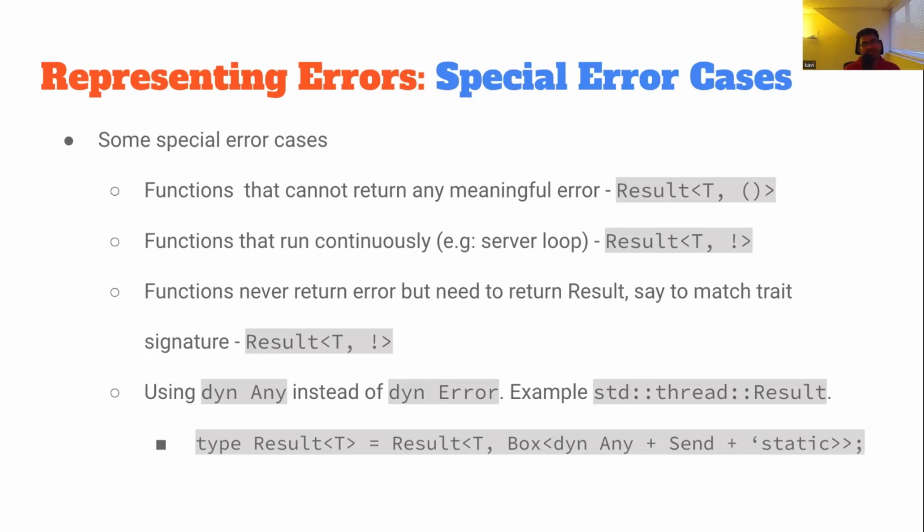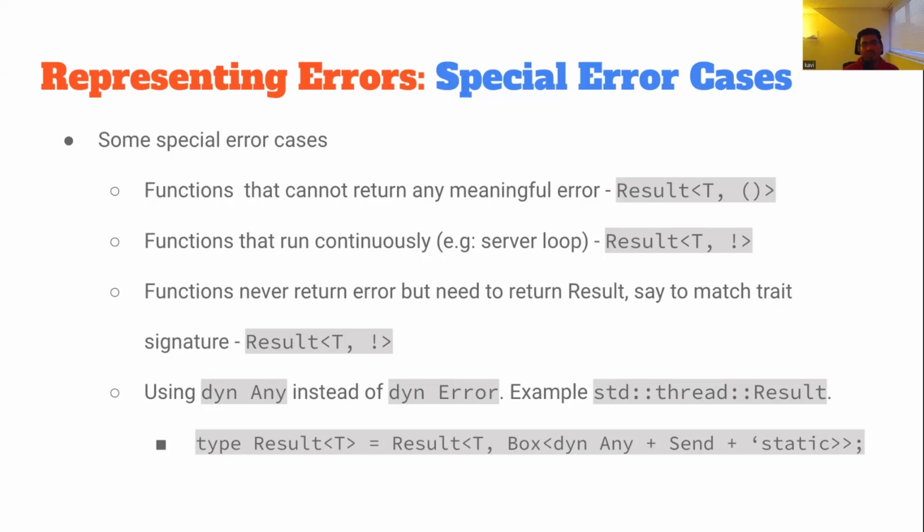So there are cases where some functions or methods cannot return any meaningful error, right? In that case, it can return just a unit type. And there can be cases where some method is running continuously, like a loop, maybe like some HTTP handler waiting for connections. And there can be some methods which never have to return any error because they cannot fail, but still have to return a Result to match some trait in the function signature, right? That can be totally possible.